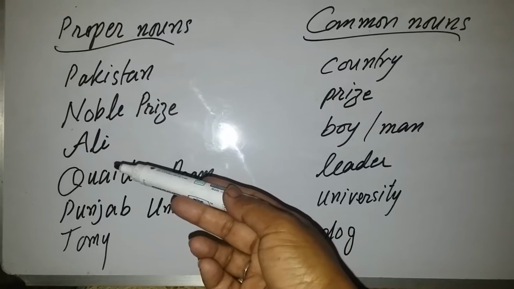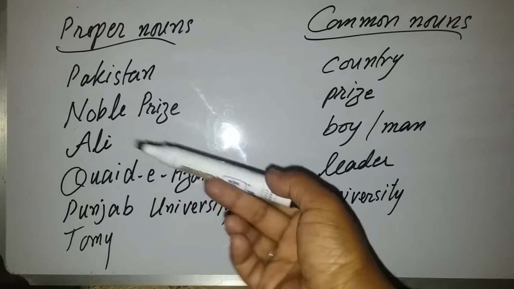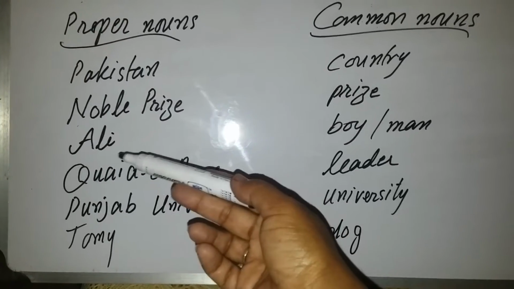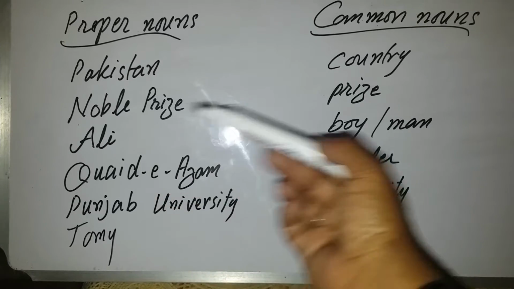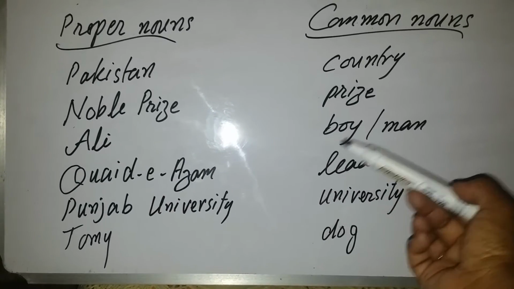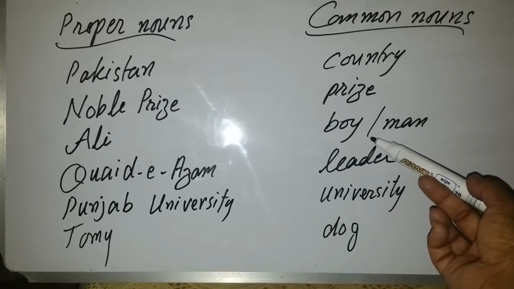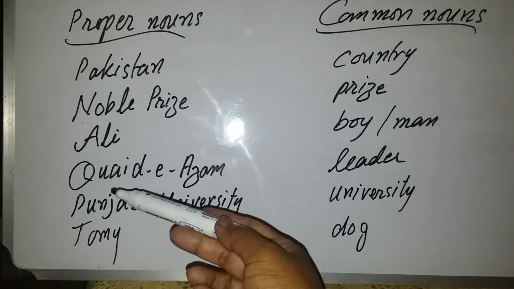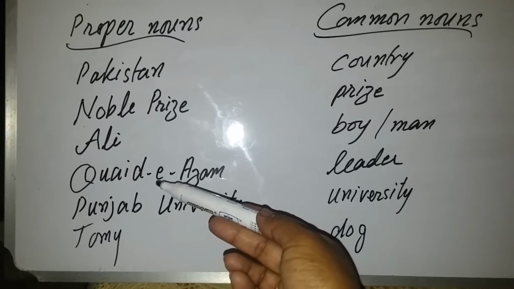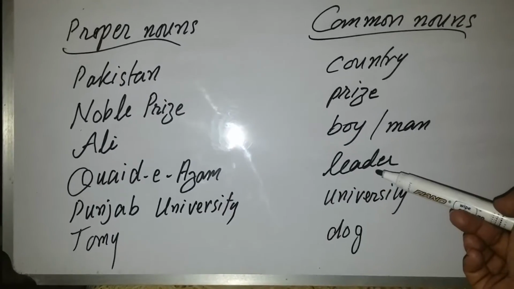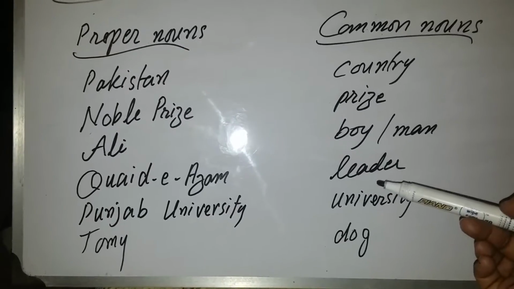If the name of any boy or any man is Ali, Ali is a specific noun which is given to a boy or a man. And boy and man, because these nouns are shared by all, will be called common nouns. Similarly, Quaid-e-Azam is a proper noun, and leader is a common noun. Leader is shared by all.